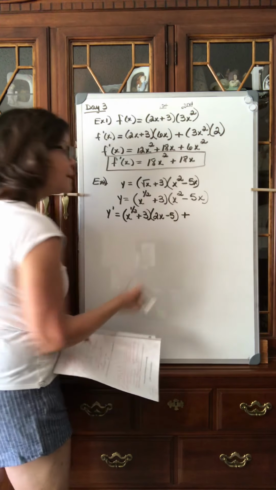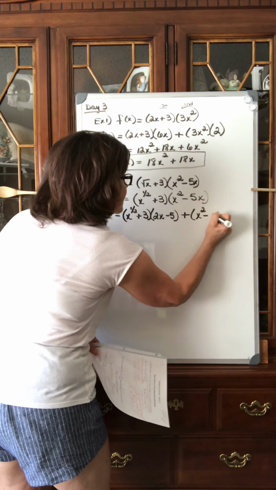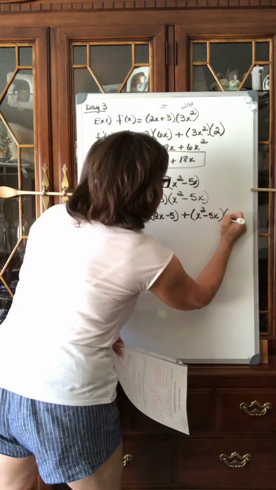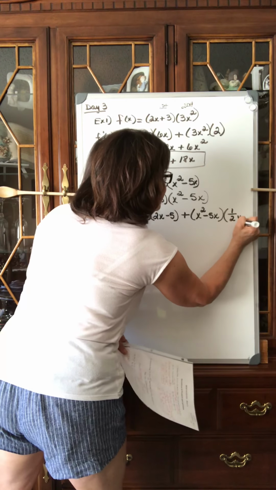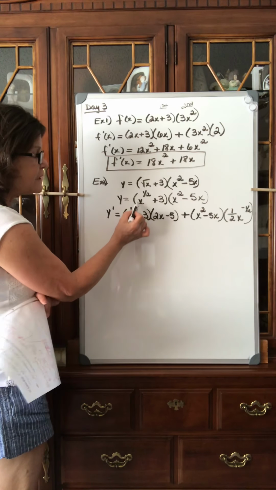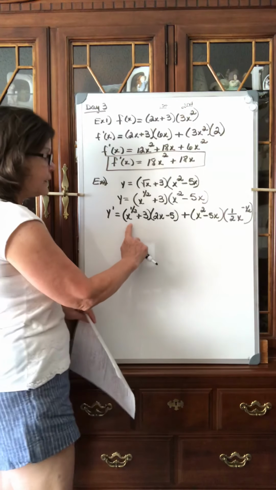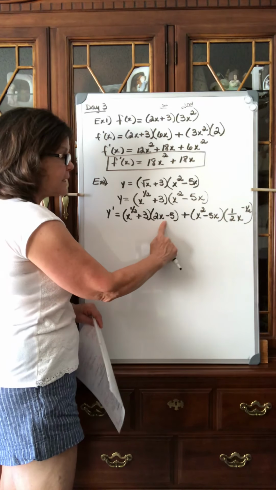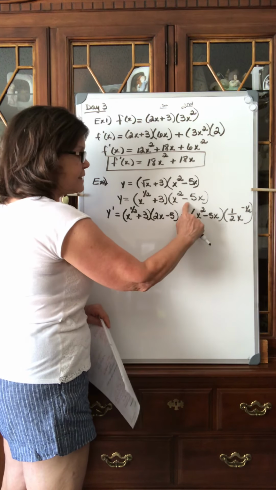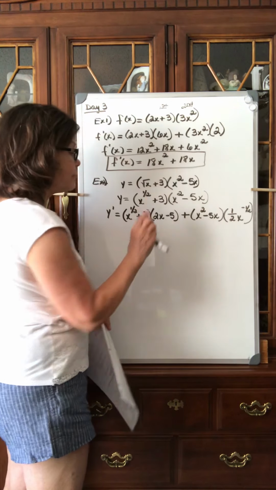And then you add on plus the second function, which is x squared minus 5x, times the derivative of this first function, and this will be 1/2 x raised to the negative 1/2. Remember, you multiply the 1/2 times 1 and you subtract 1 from the exponent. So what we've done so far, here is our first function. The 2x minus 5 is the derivative of the second function, plus the x squared minus 5x is our second function, and this 1/2 x to the negative 1/2 is the derivative of the first function.